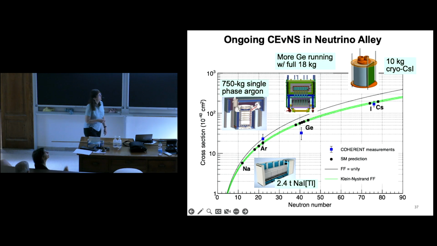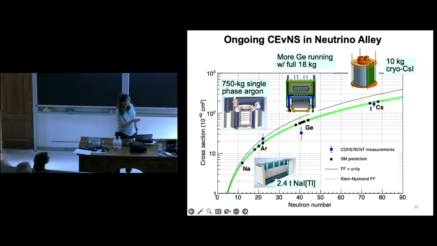Okay, so what is in store for the future in Neutrino Alley? Here's the N-squared plot. We are taking much more data with germanium. That's starting this summer. In fact, we're preparing for another run starting before the end of the summer with the full 18 kilograms of germanium.